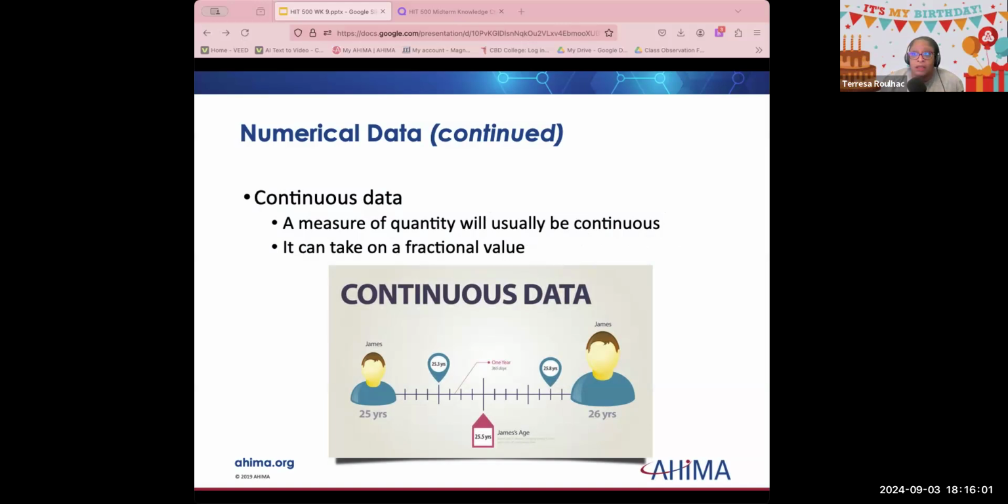We look at continuous data. Continuous data are just measurable quantities that are restricted to specific values. Examples include a patient's temperature, a patient's height, patient's age. These variables can, believe it or not, assume fractional values.